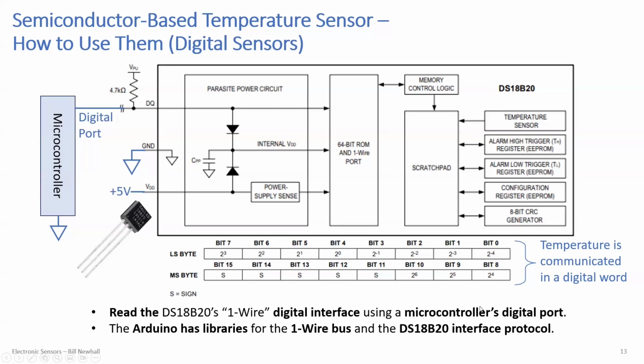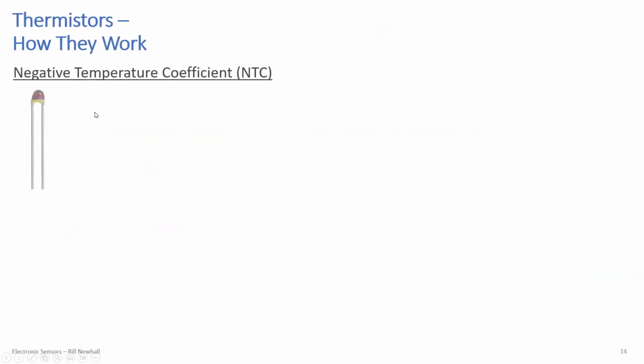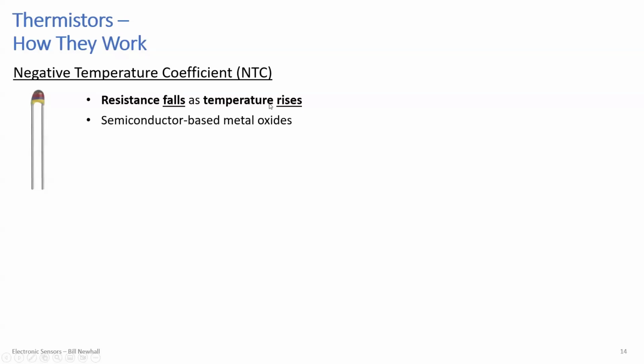All right. So that's the first of the temperature sensors that I wanted to talk about, the semiconductor-based temperature sensor. Let's move on to thermistors and talk about how they work. So you'll see a couple kinds. A negative temperature coefficient, NTC, thermistor. And so for NTC thermistors, the resistance falls as temperature rises. And these are semiconductor-based metal oxides, the materials that are used in there.